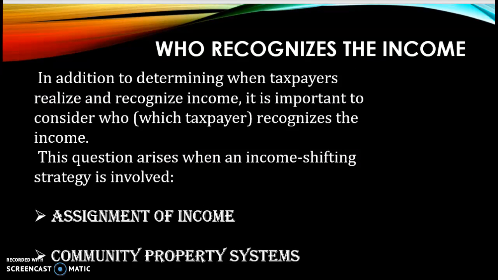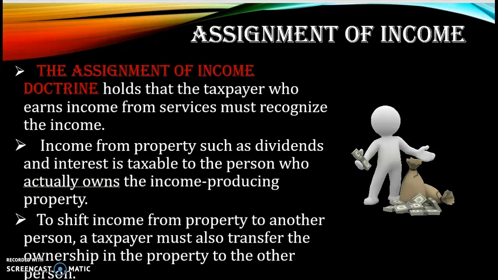For an individual, net income is the income earned after deducting state and federal taxes, social security taxes, health insurance, etc. In addition to determining when a taxpayer realizes and recognizes income, it is important to consider which taxpayer recognizes the income. This question arises when an income shifting strategy is involved: assignment of income, community property systems. Let's talk about assignment of income first.